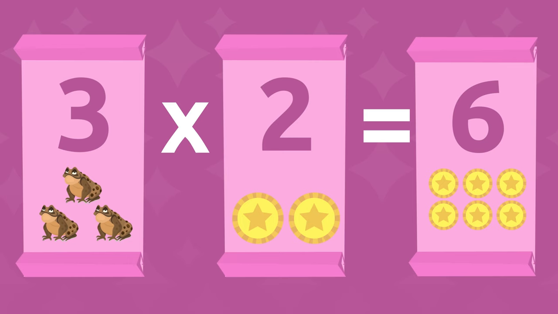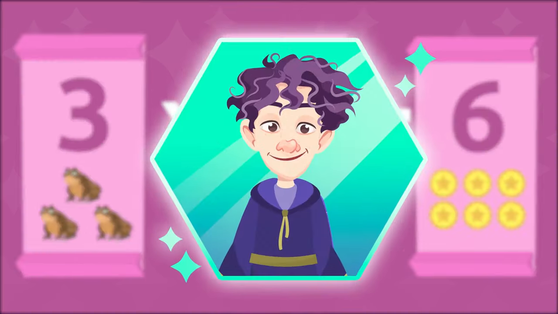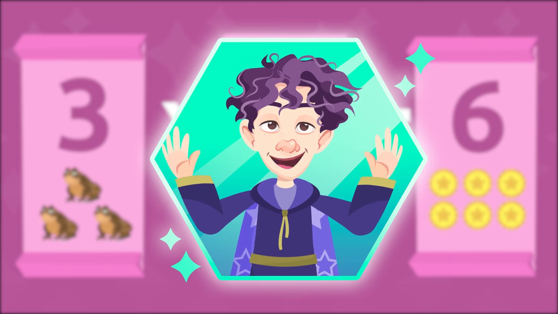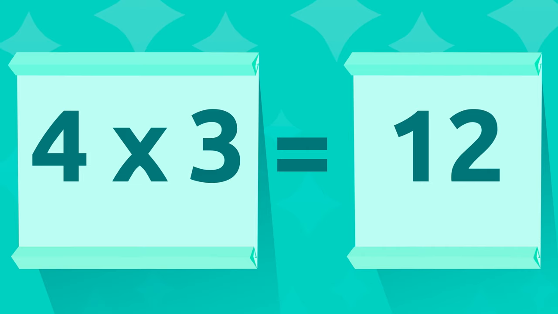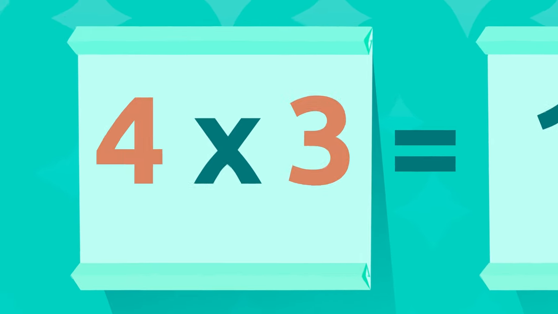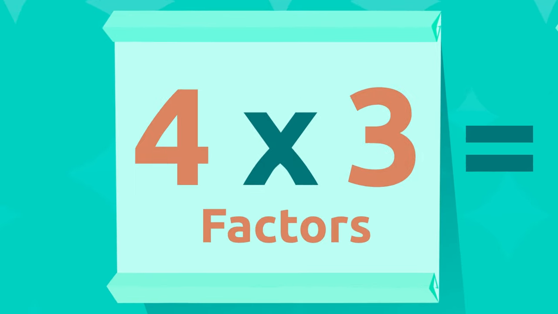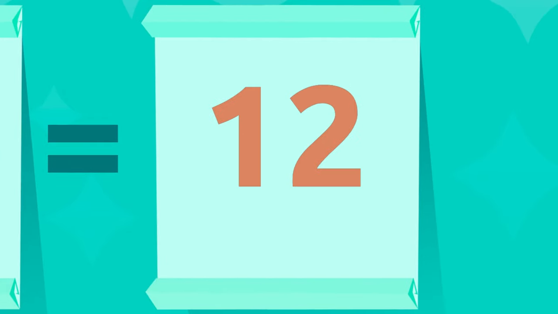Do you see how fast you can count now that you know how to multiply? I do. It's incredible. My friends are going to be amazed. And how do you call these multiplication numbers? You mean the parts of multiplication? The numbers to be multiplied are called factors, and the answer is the product.